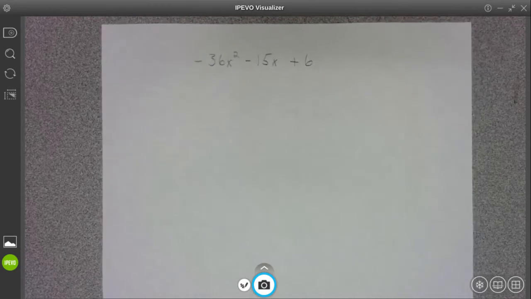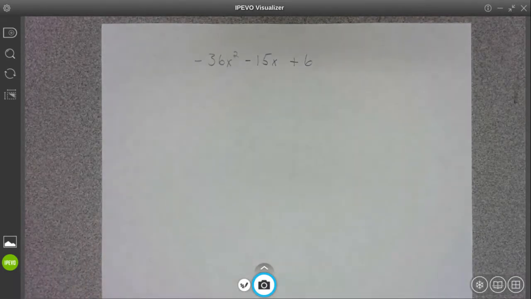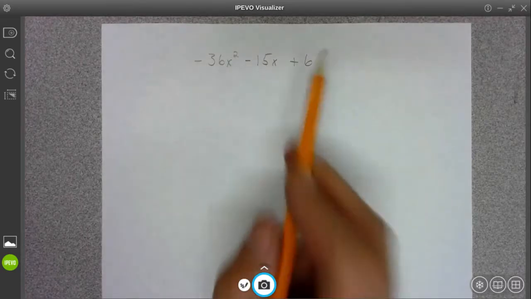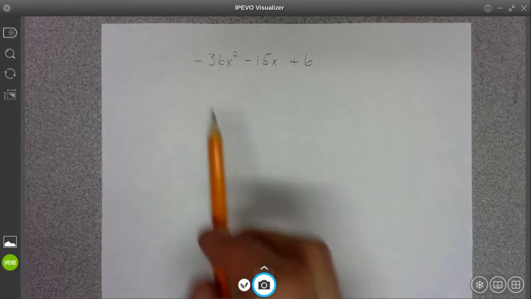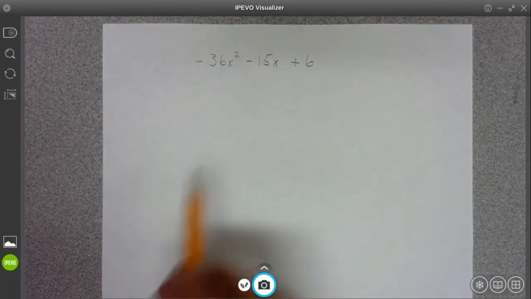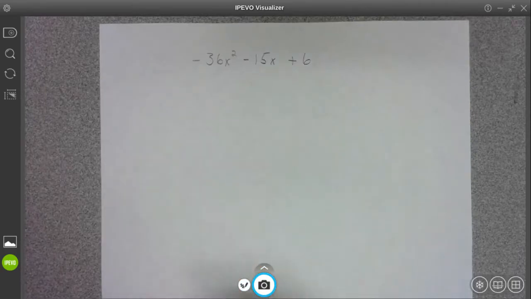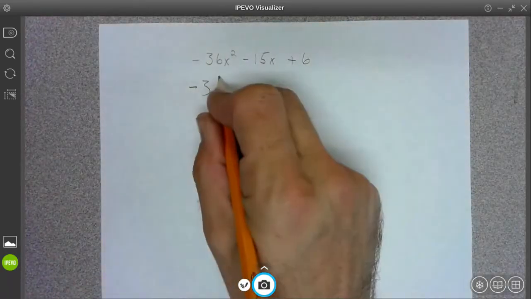All right, last of our AC method for factoring these quadratics. On this one, if you'll notice, you'll have to look deeply. All three terms can be divided by something. Obviously, we're going to divide by a negative, so we get rid of that negative sign there. But 3 goes into all of those, so I'm going to factor out a -3.